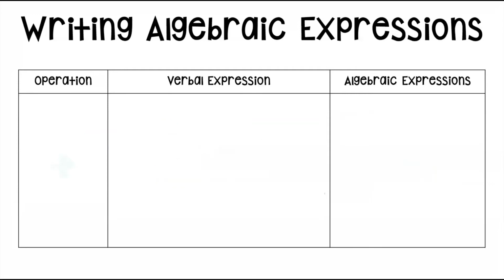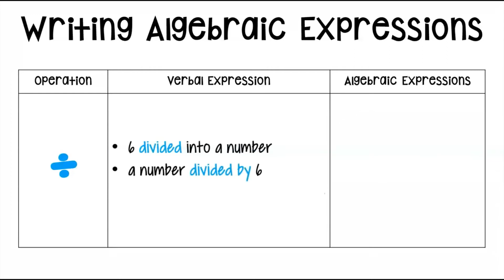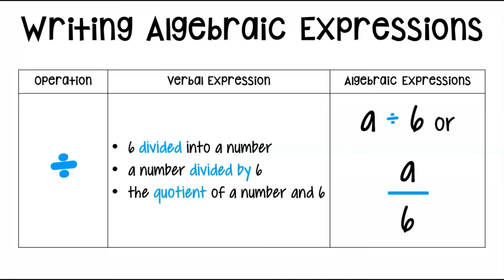And then we have the operation of division. You could have things like 6 divided into a number, a number divided by 6, the quotient of a number and 6. And you may see it written one of these two ways. Remember that the fraction bar is also a division symbol. So a divided by 6 can be written with the division symbol or as a fraction.